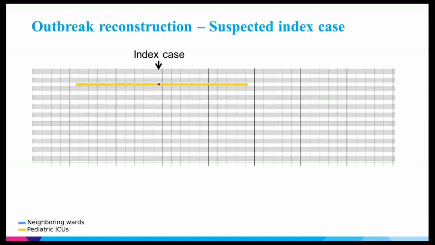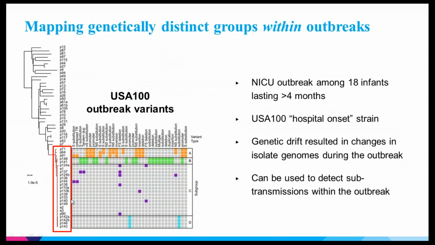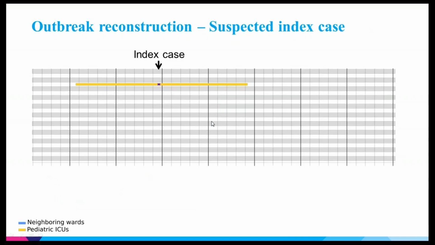So the index case is shown here, and for every patient, you will see a little bar in the middle, which indicates their stay, and the color of that bar indicates the unit that the patient stayed in. And then you'll see a dot or a square in the middle of that, which indicates the isolate that was collected, and the color of that isolate corresponds to one of the subclades that I showed in the earlier slide.